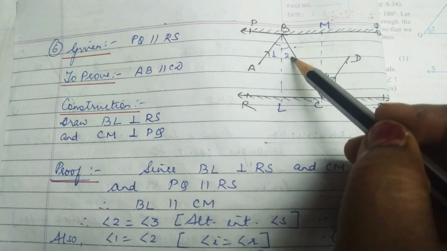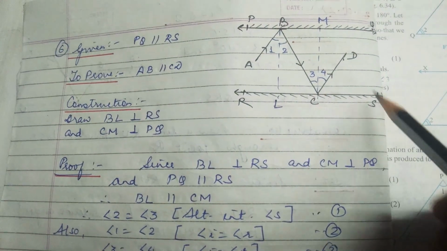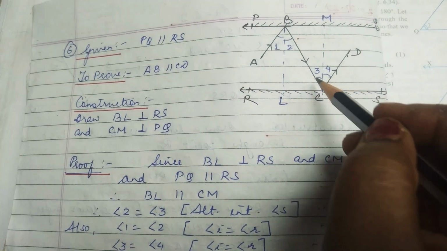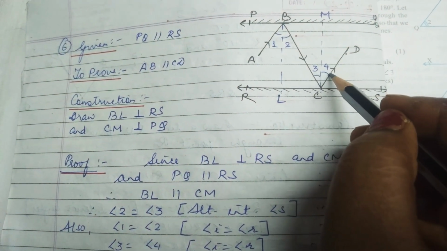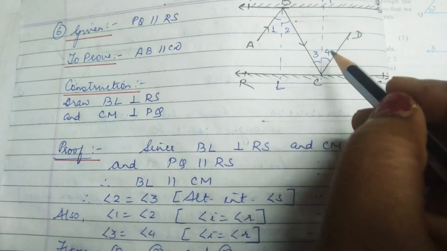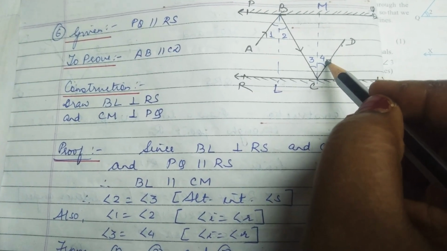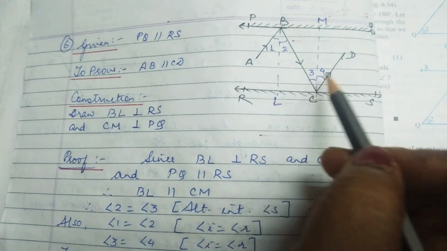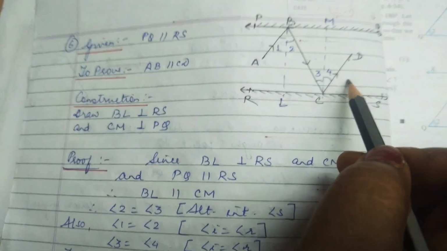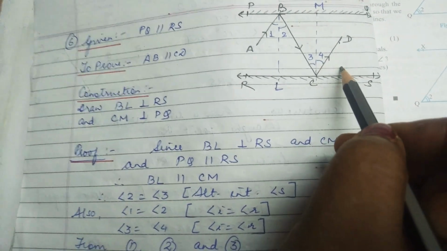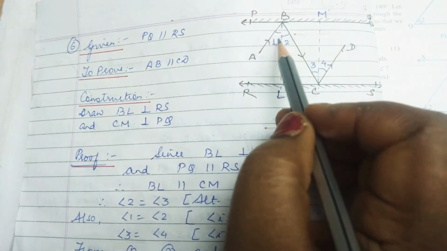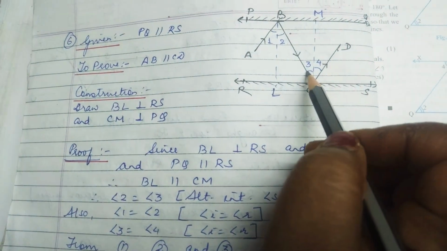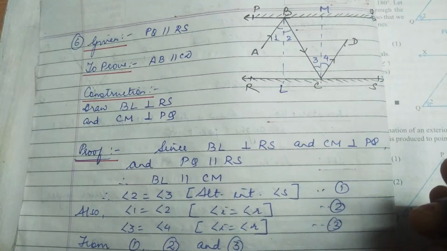Similarly, for mirror RS, CM is the normal, BC is the incident ray and CD is the reflected ray. So angle of incidence will be equal to angle of reflection, that is angle 3 is equal to angle 4. I again repeat, angle 1 will be equal to angle 2 and angle 3 will be equal to angle 4 by the law of reflection. For this mirror, angle of incidence is 1, angle of reflection is 2. For this mirror, angle of incidence is 3 and angle of reflection is 4.